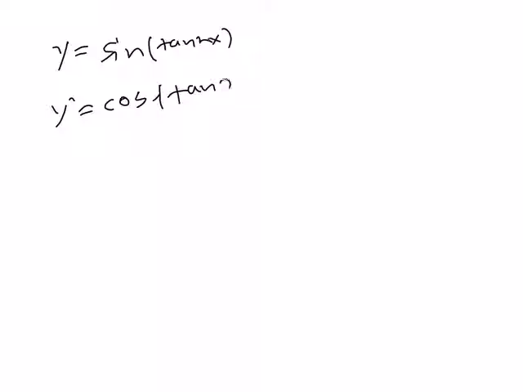So that was problem 28. So now problem 29. We have y is equal to sine tan 2x. So y prime is going to equal cosine tan of 2x times the derivative of tan of 2x, which is going to be secant squared 2x. Now times the derivative of 2x, which is 2, right?